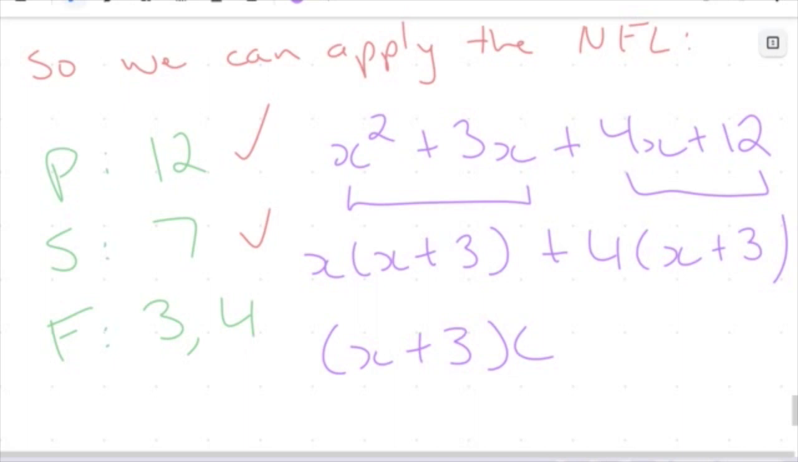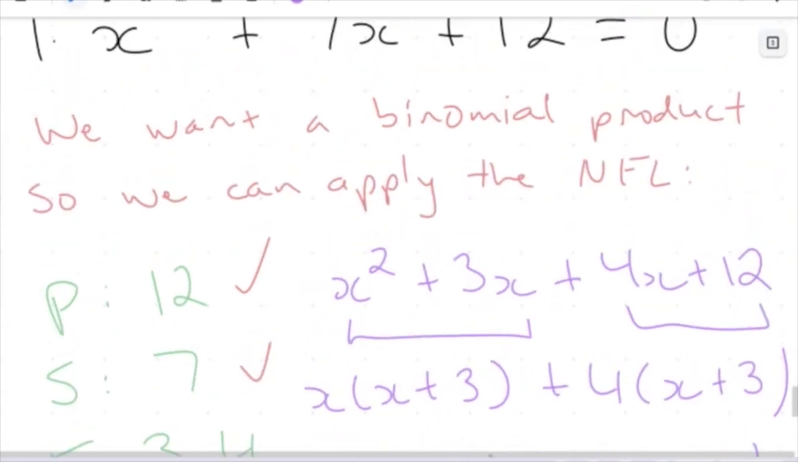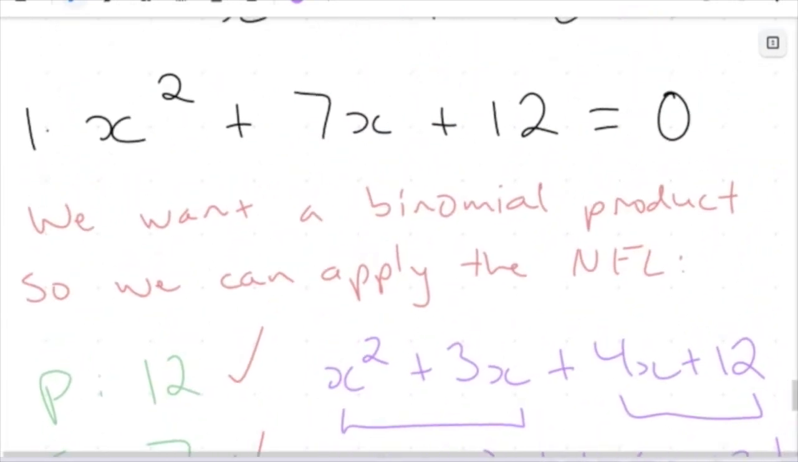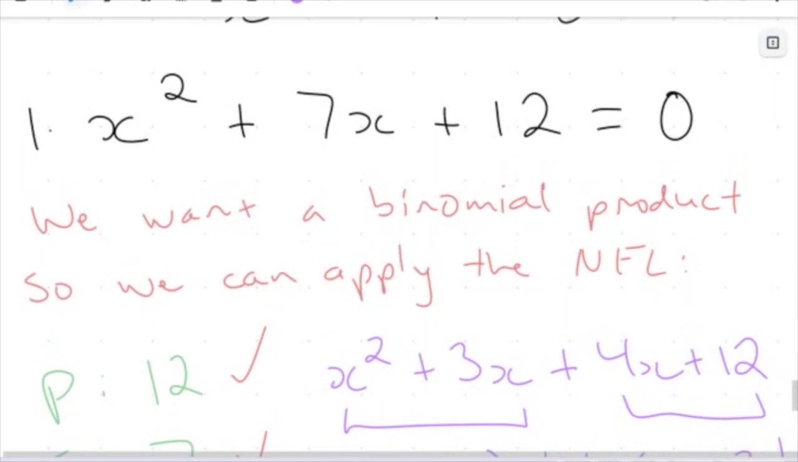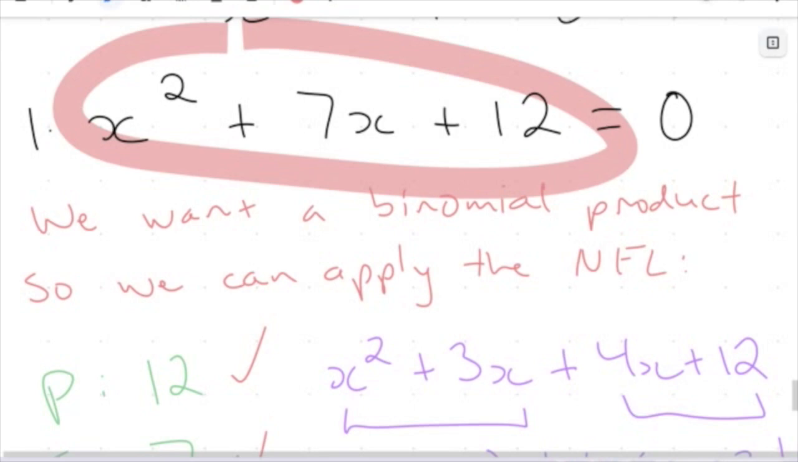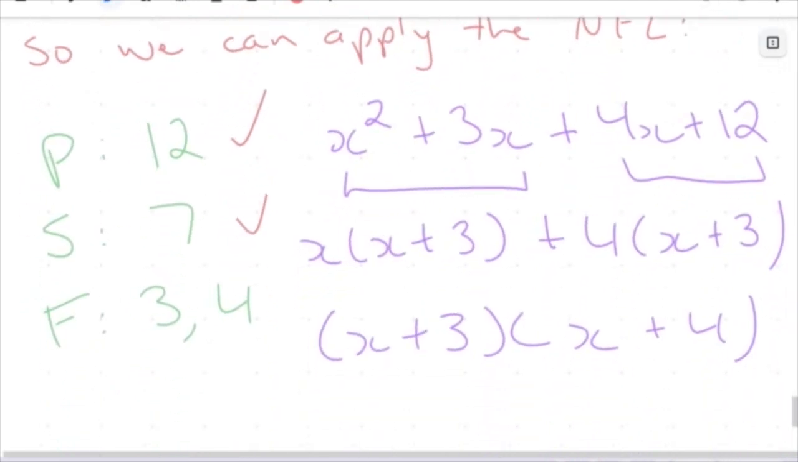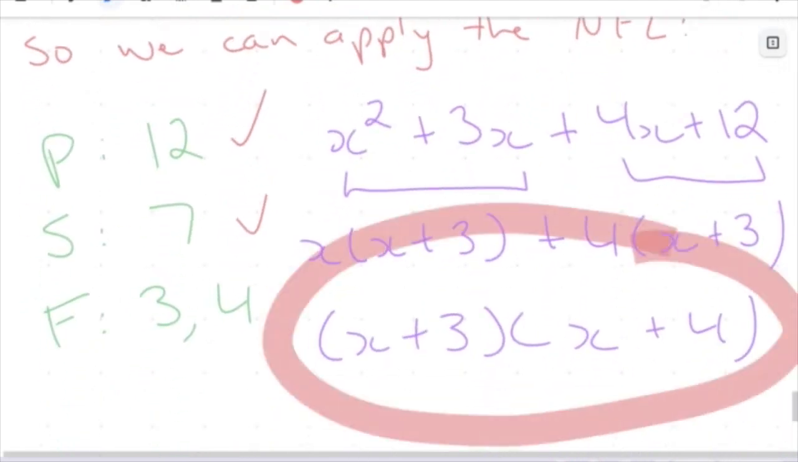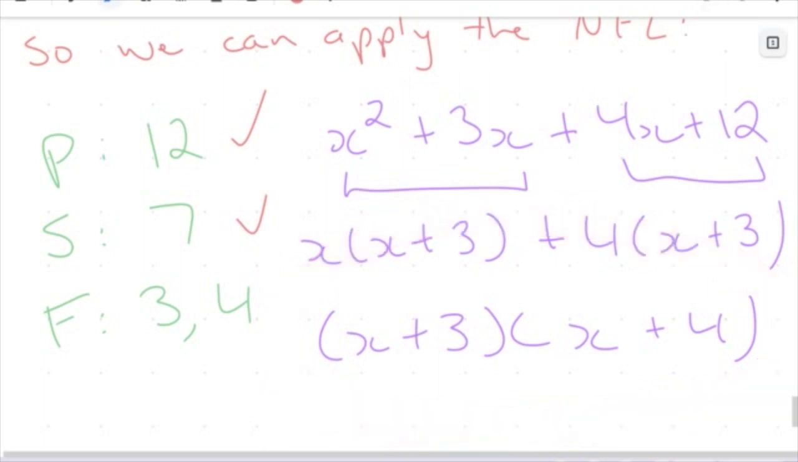And what goes in my brackets is what I'm left over, what x plus 3 is multiplying by in both cases. So I get x plus 4. So I have factorized my expression on the left-hand side of the equation. So now, instead of writing it like this, where we can't do anything with it to solve the equation, I can write on the left-hand side my binomial product, which lets me use the null factor law.